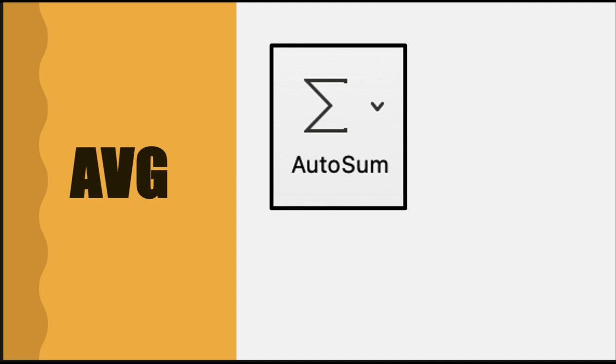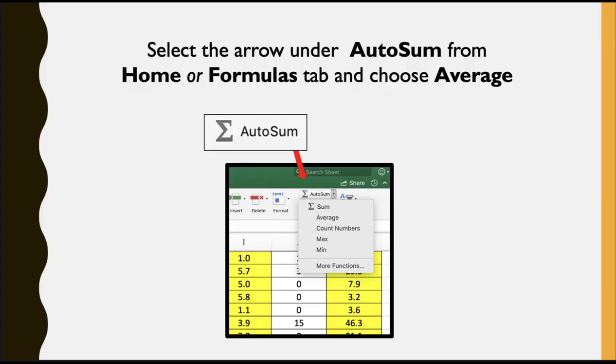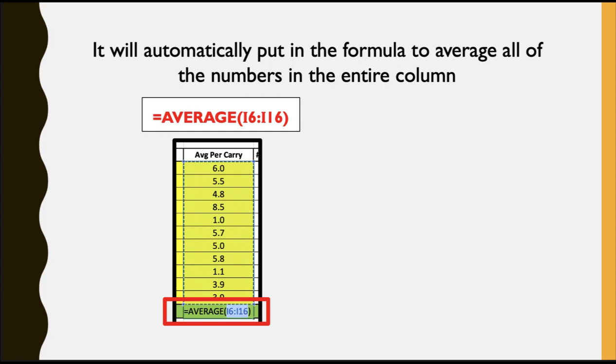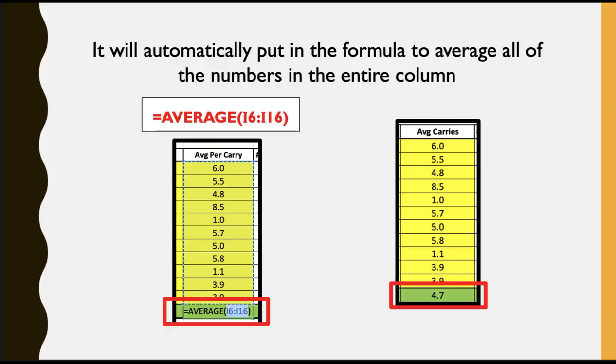We're going to use that auto sum shortcut again, but this time we are going to select average. So to get there, you select the arrow under auto sum from either the home or the formulas tab and just choose average. It will automatically put in the formula to average all of the numbers in that entire column. Notice how similar this is to our sum formula. I have equals, average instead of sum, and then just that cell range again in parentheses, I6 through I16. And I should get 4.7. If your number is different, it could be that you just need to move your decimal place.